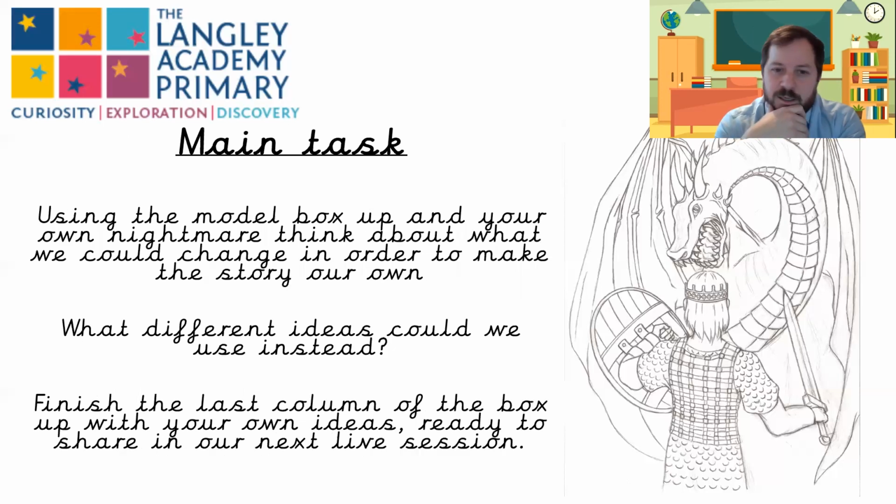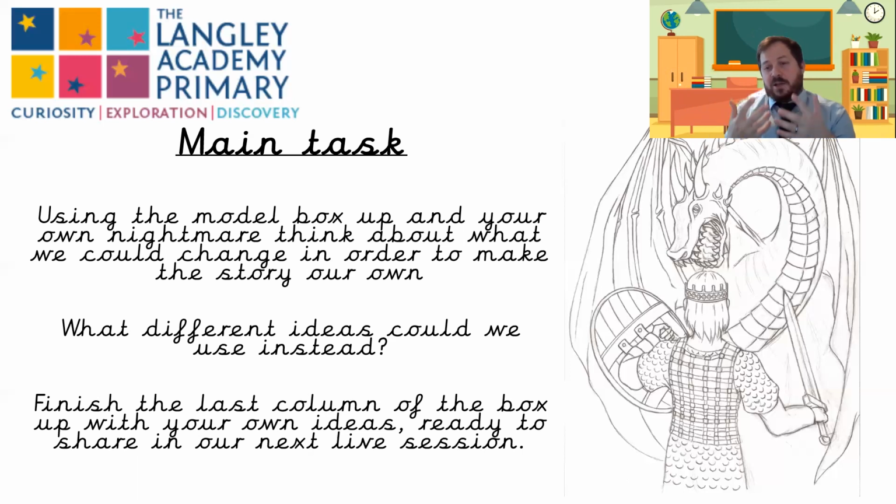Okay, so on to our main task. What we're going to do is use the model box up and your own nightmare and think about what we could change in order to make the story our own. So in a minute, I'm going to show you the box up and then we'll use that to help us think about it. So what different ideas could you use instead? Now, this really is just a way of getting as many different ideas down as possible. You're not necessarily going to use all of your ideas in one go, but what you want to do is think about what bits can I change and what could I change it to? And you come up with a few different ideas.